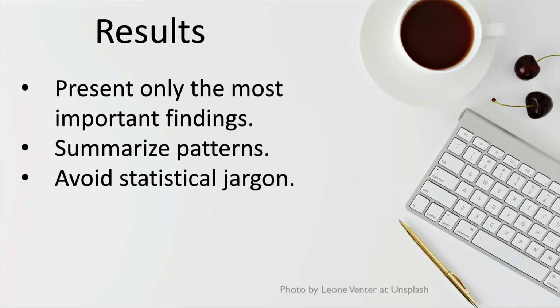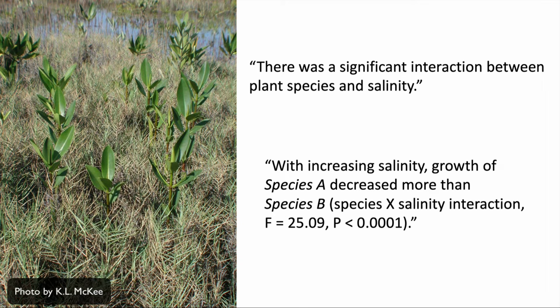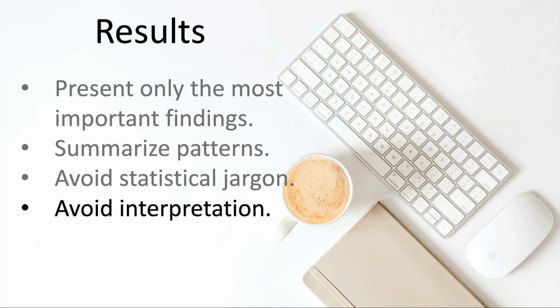Avoid using statistical jargon to describe your data. Instead of saying there was a significant interaction between plant species and salinity, which tells the reader nothing about what was found, say, with increasing salinity, growth of species A decreased more than species B. Then provide the supporting statistics in parentheses or in a separate table. Present all relevant results objectively and avoid interpretations, which will be covered in the discussion.